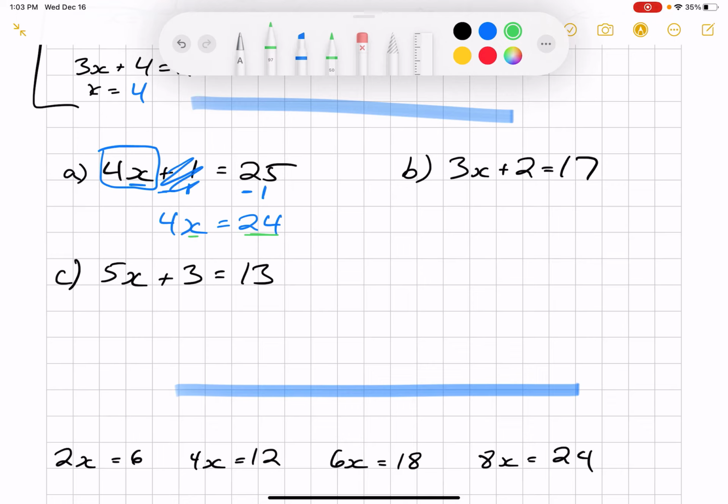Okay, so this is almost like one of these problems here. What times 4 is going to be 24? Or I can say what is 24 divided by 4? So I can just guess and check that. I know that 6 times 4 is 24, so x is going to be 6. And if I substitute that in there, I can double check and go 6 times 4 is 24.